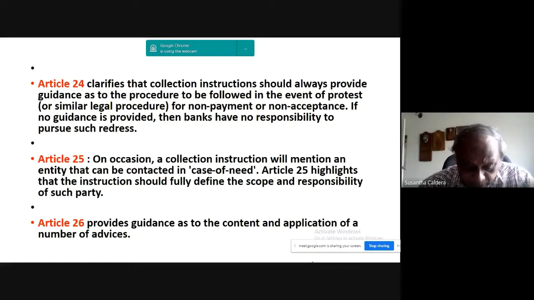Advice of non-payment or non-acceptance. In that case, you have to inform them without delay, immediately, right? I'll tell you. I don't know whether I mentioned this when I was discussing the collection earlier.